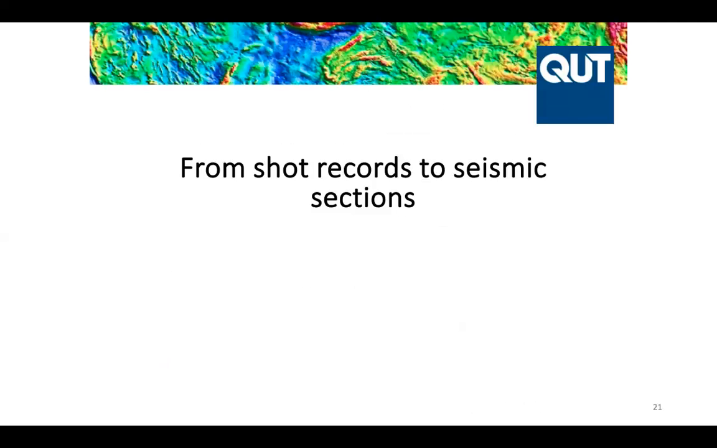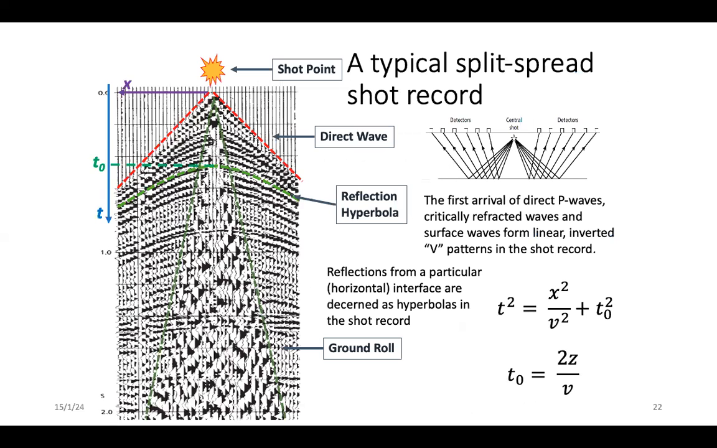Now let's go from those raw shot records to a seismic section. What are the steps? So a typical seismic shot, as we mentioned, looks like what we've got on the left. That'll be a shot in the middle and geophones spread out on either side. That direct wave there in red basically is the wave that's coming directly from your shot to the hydrophones, probably directly through the water layer, so it's the path of least distance really.